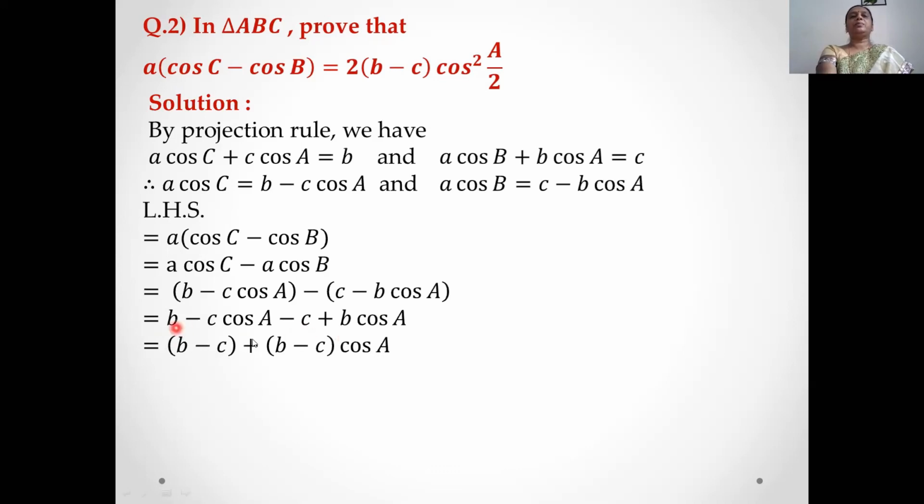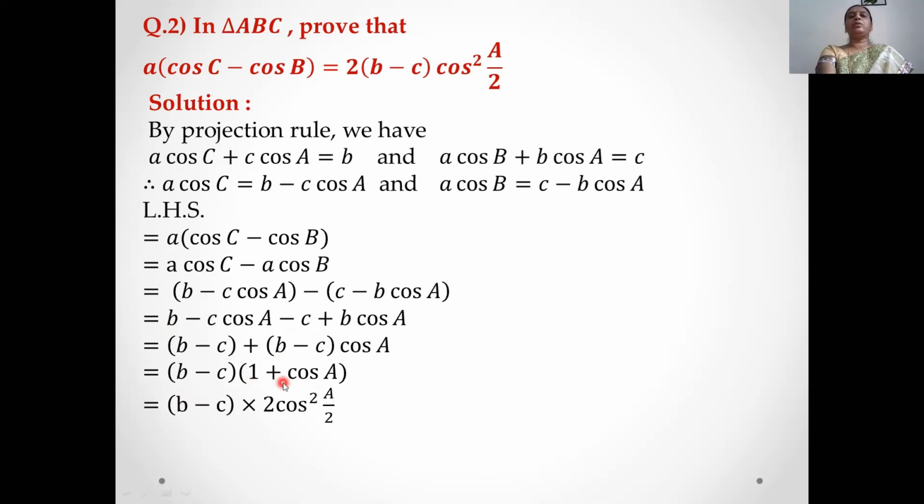Then you take this b − c in one bracket. Write down this equal to (b − c) plus remaining terms in the second bracket, and take cos A common from these two terms. We will get in the second bracket (b − c) cos A. Now you take again (b − c) common from these two terms. We will get in the first bracket (b − c), and in the second bracket 1 + cos A.